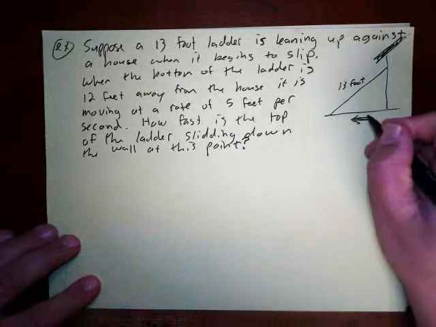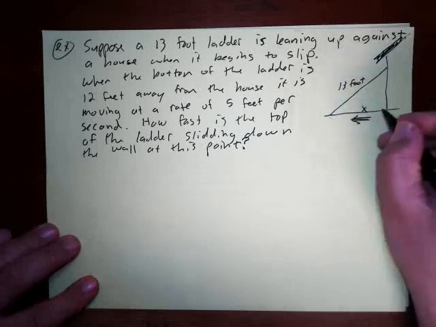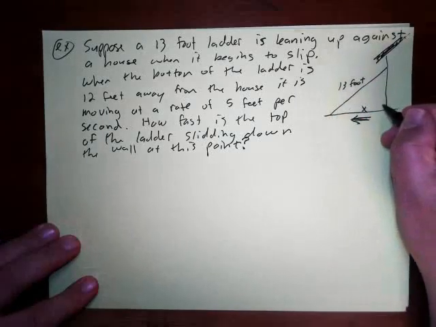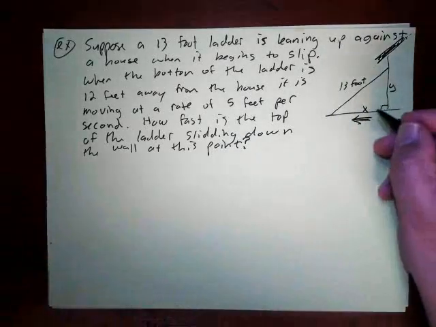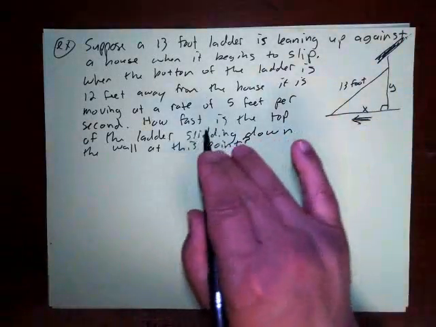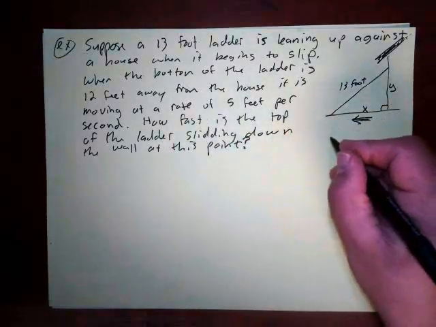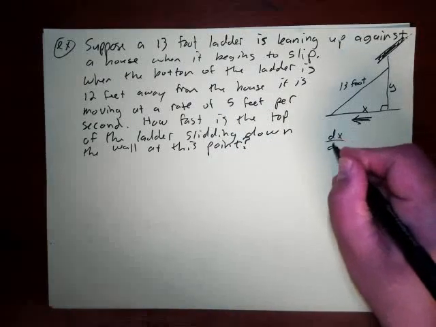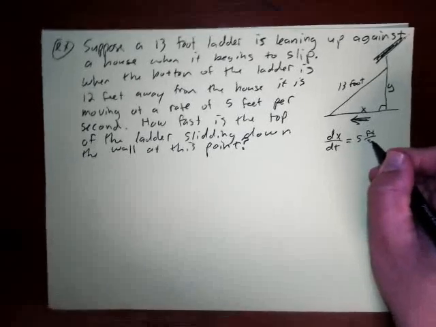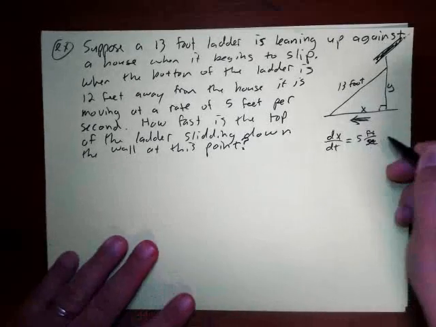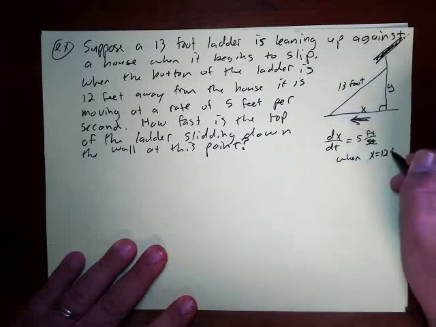I'm going to call this variable x, so this side is x, and see, this actually is forming a right triangle, right? This side is x, and this side will be y. And so then what I can do is write the rate of change that it's sliding away from the house as dx/dt, right? And I'm told that that's 5 feet per second when x is 12 feet away from the house.